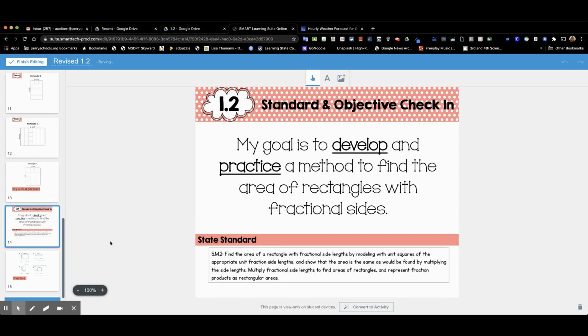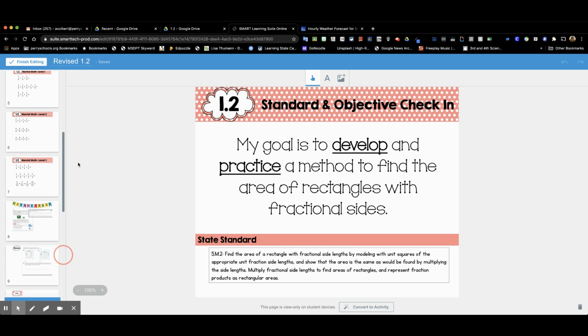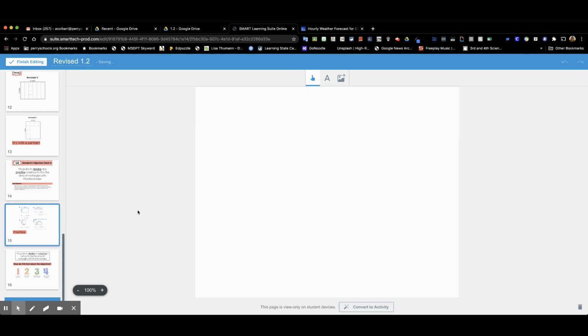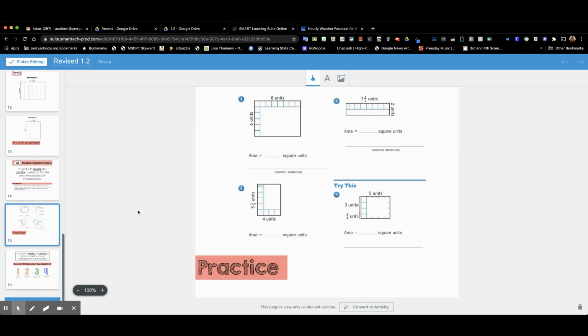So this is just a reminder that in today's lesson, we are easing into area. It's to develop and practice a method to find it. We will get into more later, and a reminder that this is part 1. We're going to have a part 2. What I'd like you to do now is practice doing the problems that you see in your math journal. 8 units by 6 units, 7.5 by 2, and a 4 by 5 and 1/3. And then this one's a bonus one. I urge you to try it, okay?